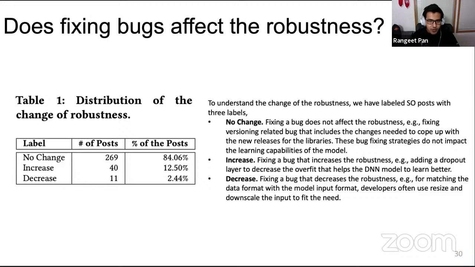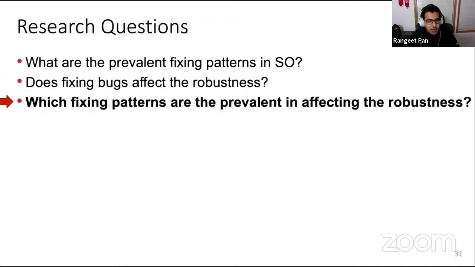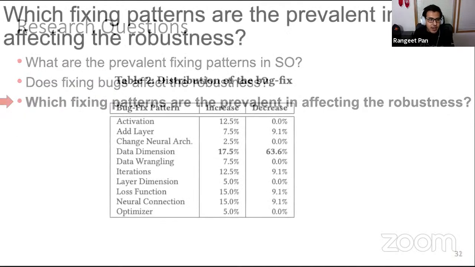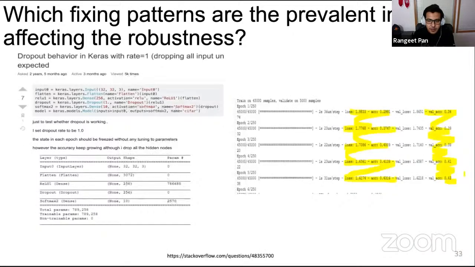One example for no change is the version change, where there won't be any change in the robustness. Some fixes like adding a layer sometimes increase the robustness and the learning capability. Even the same adding layer can overfit the model and decrease the robustness. And we found a couple of examples of which fixing patterns are prevalent, and we found that for data dimension related fixes, the robustness change is the most prevalent one. Here is one such example.